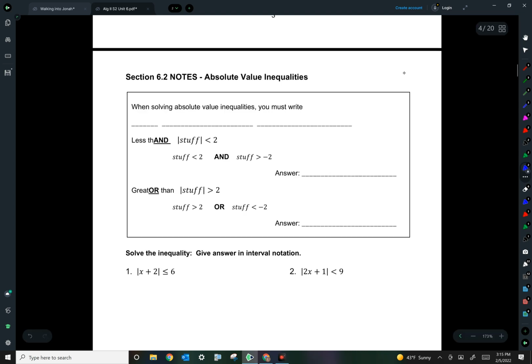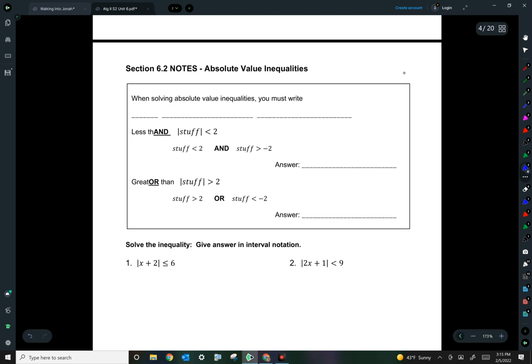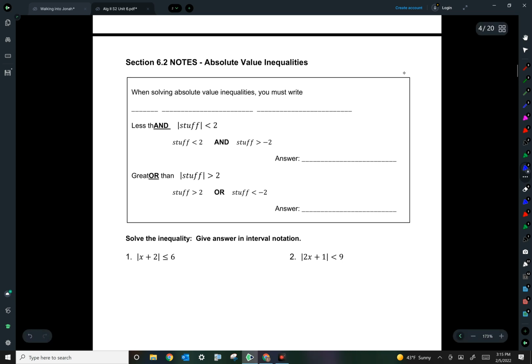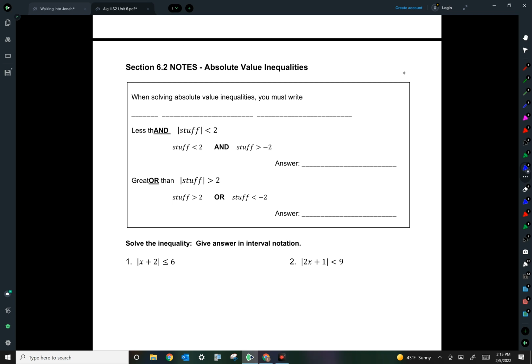Okay, this video is about section 6.2, which is absolute value inequalities. Remember, last time it was solving absolute value equations. Today it's solving absolute value inequalities.